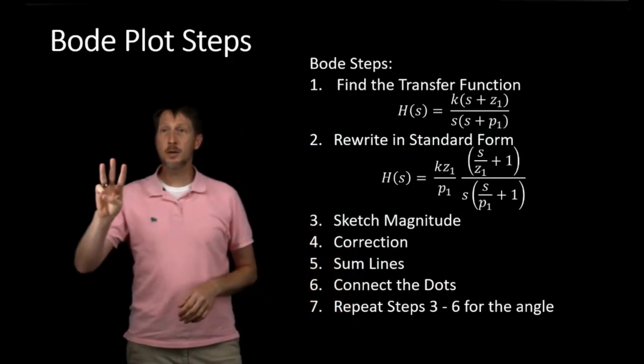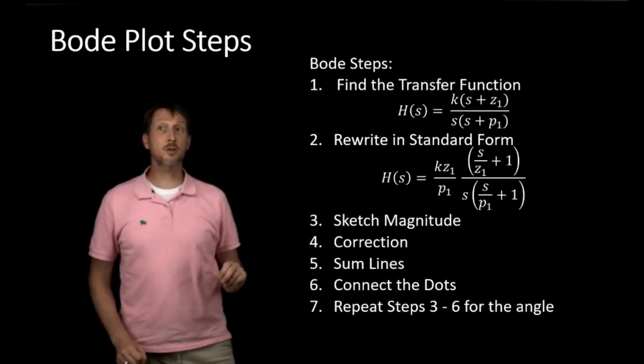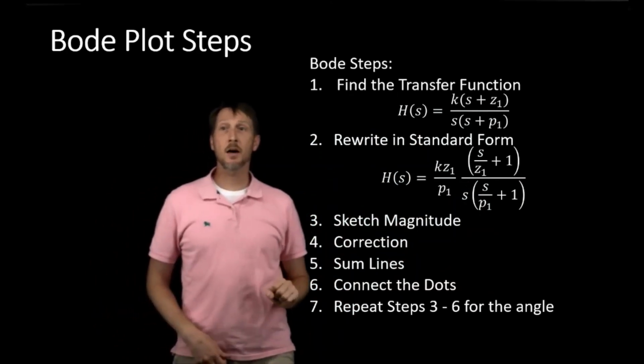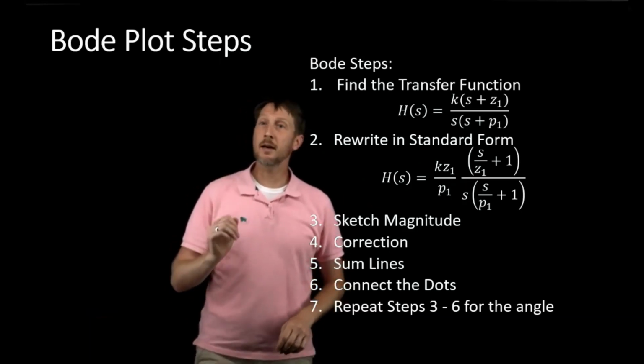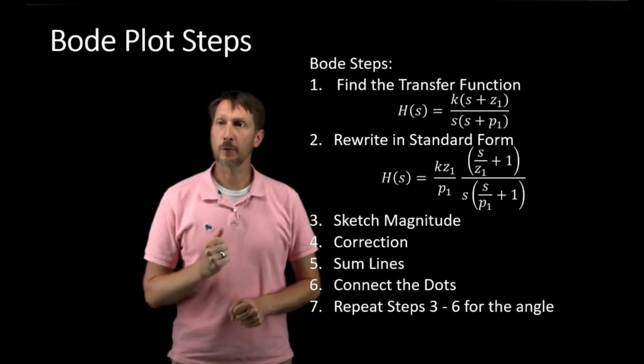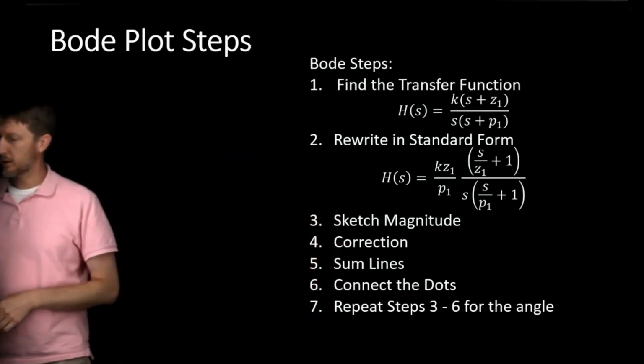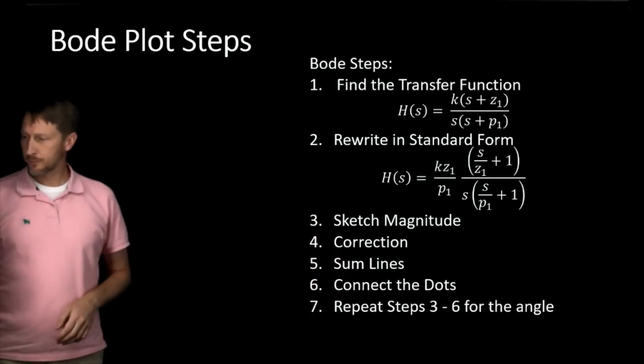Third thing you're going to do is sketch the magnitude, apply corrections, sum the lines, then connect the dots. You're going to repeat steps 3 through 6 for the angle plot. All right, so we're going to go through and look at these just a little bit more.